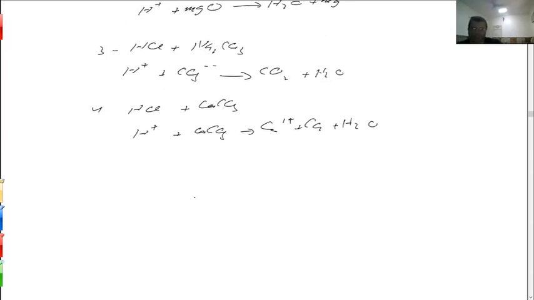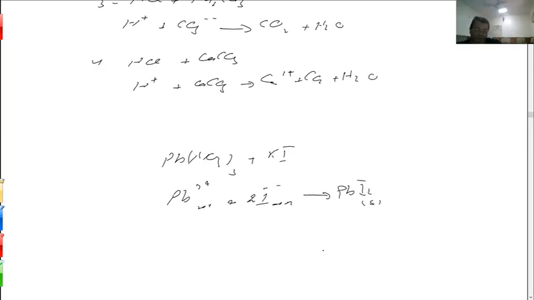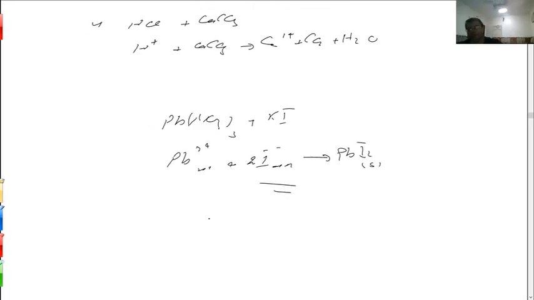Precipitation: just write the precipitate, like when you have lead nitrate, Pb(NO3)2, reacting with potassium iodide. I'm going to write it as a precipitation reaction. So it will be Pb2+ aqueous reacting with 2I- aqueous, producing lead iodide, which is a solid substance, or insoluble. Okay, that's it for the ionic equation.